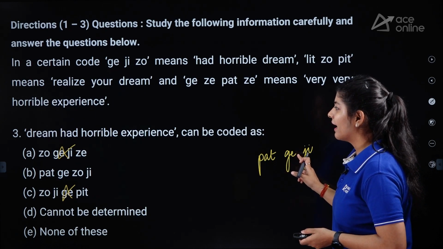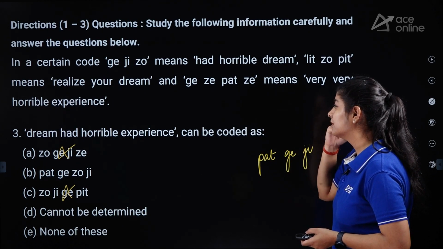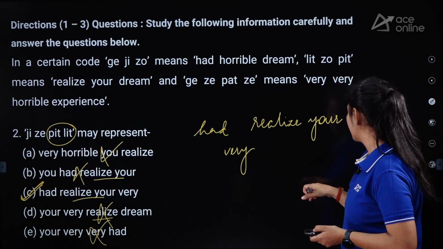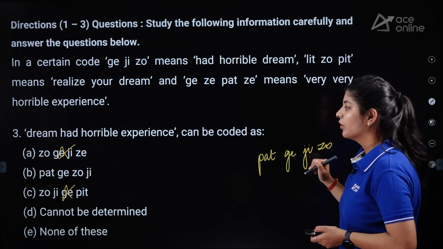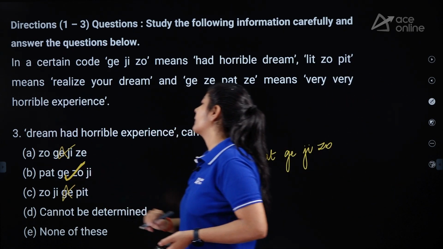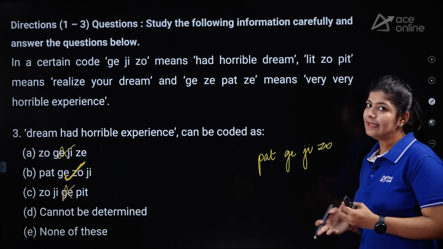JIG, yes. And after that we are having dream, where we are having dream. For dream we are having ZO. Do we have that? Yes. So basically option number B is the correct one.